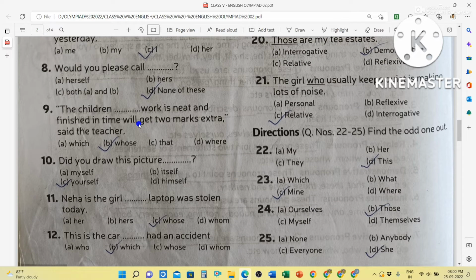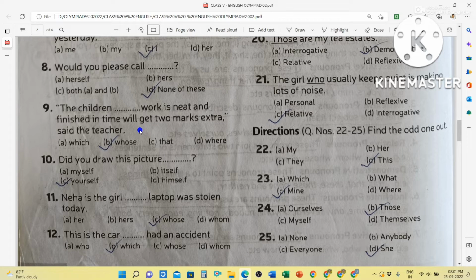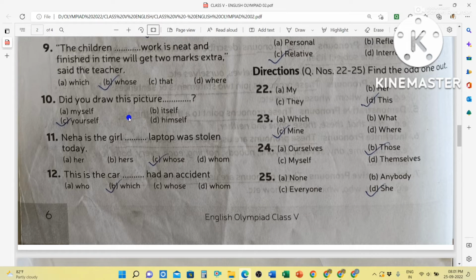The children whose work is neat and finished in time will get 2 marks extra, said the teacher. Did you draw this picture yourself?